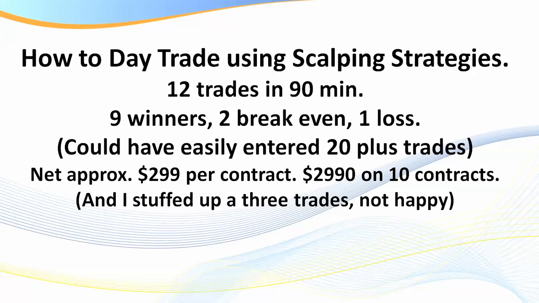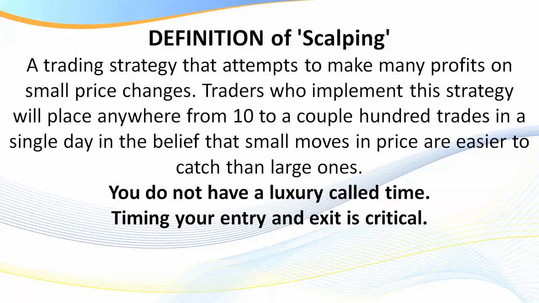This will also be really good for my members. In this video I covered around 12 trades in 90 minutes: 9 winners, 2 break even, 1 loss. I could have easily entered 20 plus trades. I was trading the NQ at the same time, which we'll talk about, because that also cost me some money by trying to trade 2 markets. And I know, traders, I talk about this all the time: focus on one market. I still netted $299 per contract, 2,900 odd on 10 contracts, and I stuffed up on 3 trades. So we'll be looking at those muck-ups.